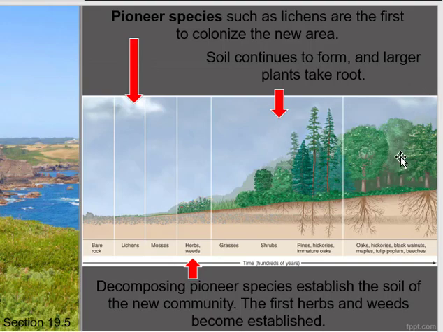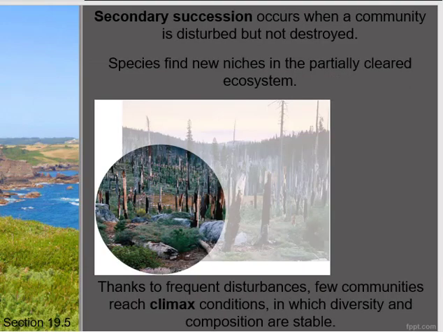There are a lot of species that will live in these communities, but they can't survive in these other communities. So when you clear cut old forest, it can have devastating consequences on a lot of seriously endangered species. Secondary succession occurs when a community is disturbed but not destroyed, like by fires. Very few communities will reach their climax condition nowadays because of artificial interferences in the ecosystem.